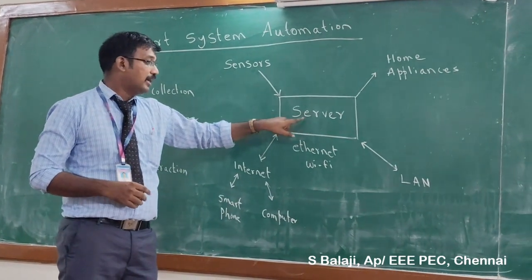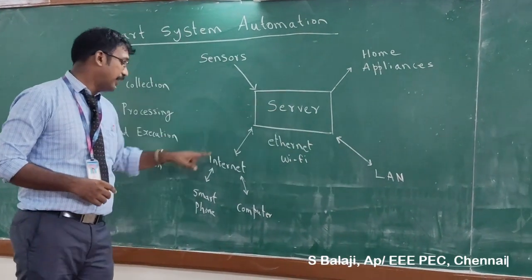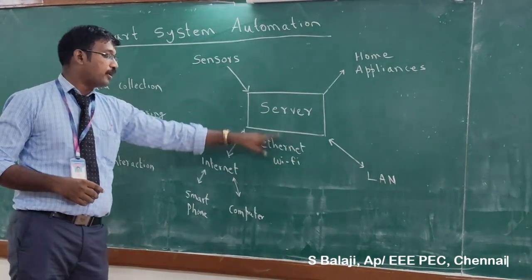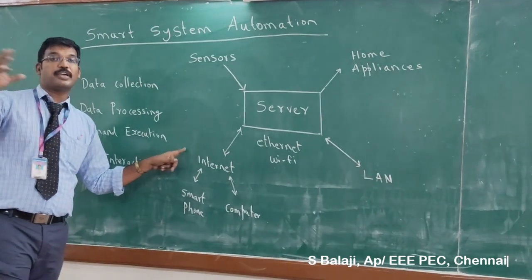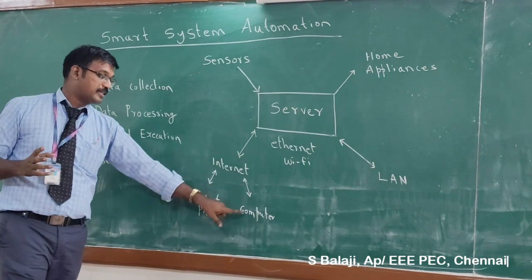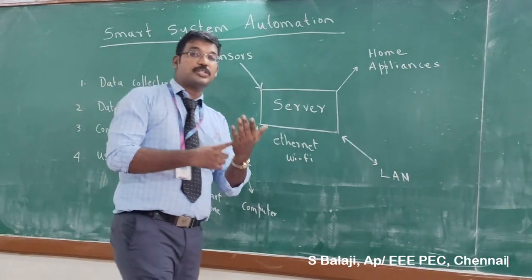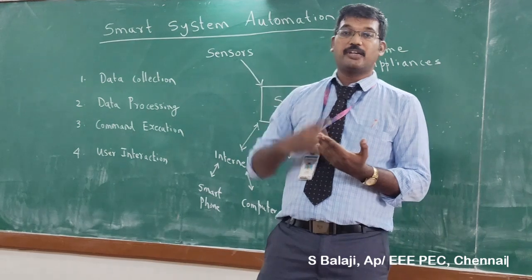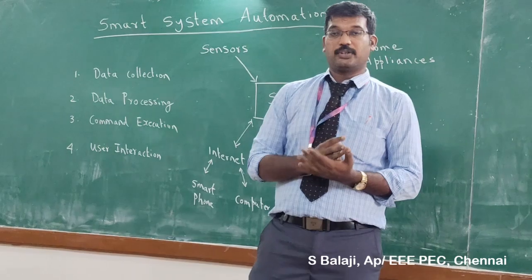So this server can be connected to the local area network, or it can be connected to the internet. It can be connected either to Wi-Fi or Ethernet. Now when it is connected to the internet, then we have complete access. So I can access it from any computer, from any smartphone. So a user will be able to access what is the energy we are consuming at home, or what is the cost we are incurring at home.